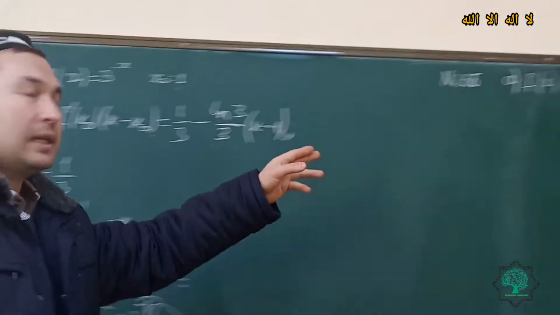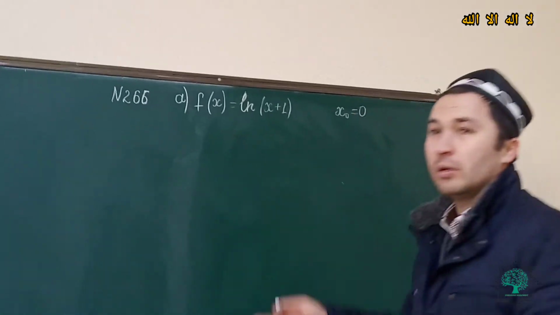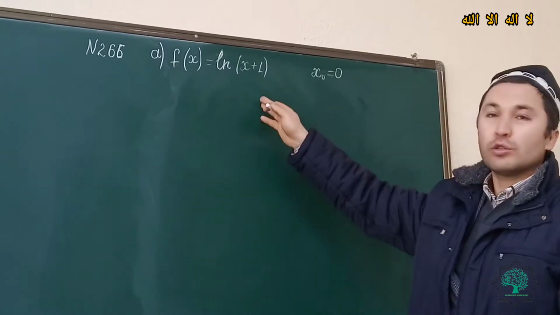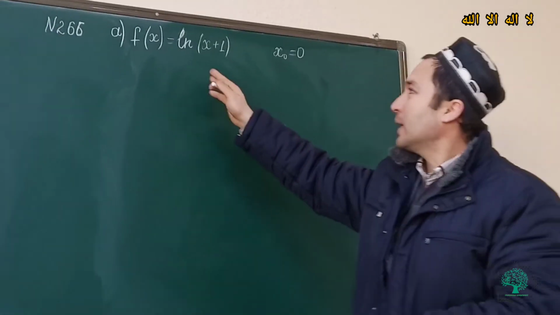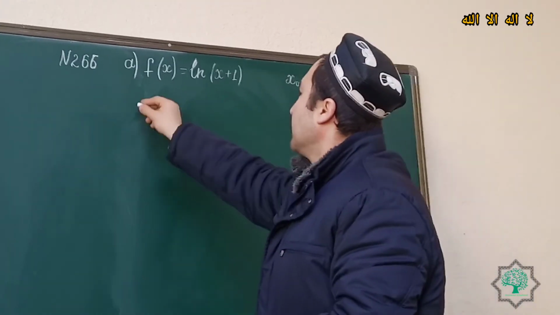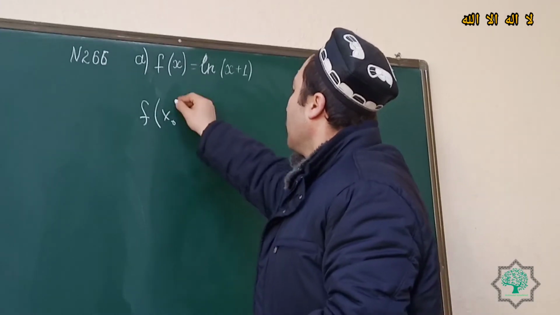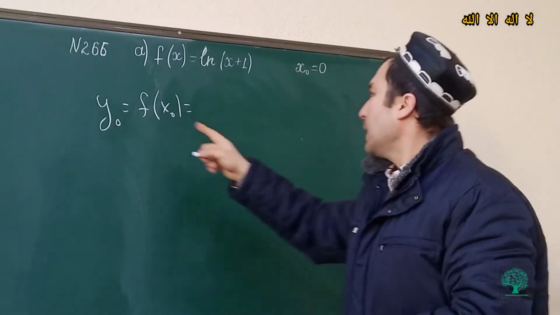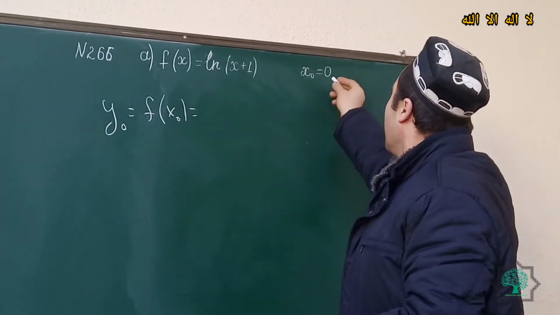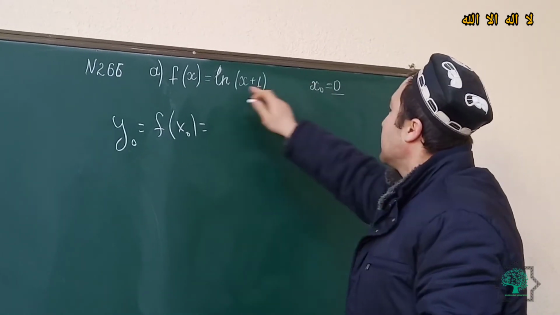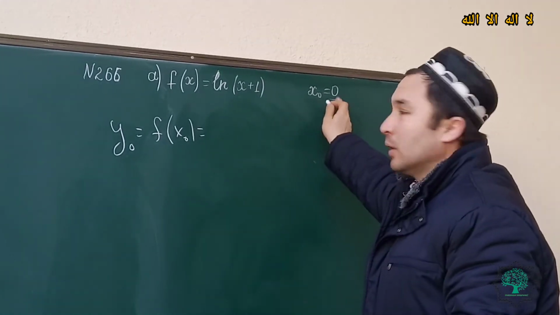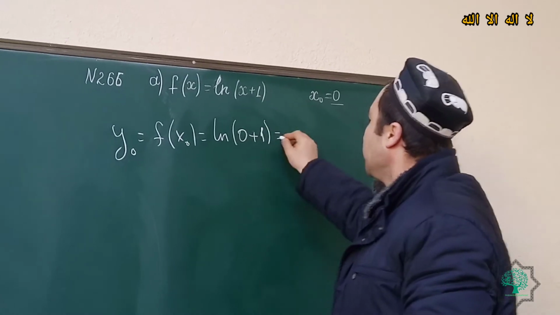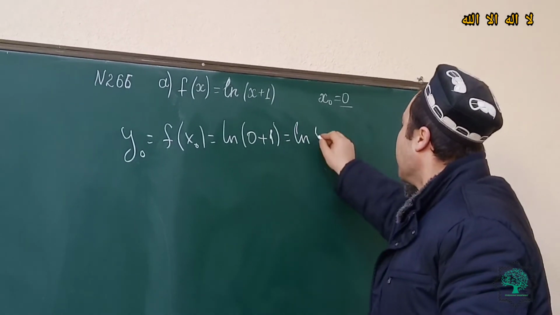Let's see another example. So this example is a logarithmic function. It's also a composite function. That's why we must find f of x0, or y0, and the derivative. For this purpose we should put 0 instead of x. So ln of 0 plus 1, ln 1.